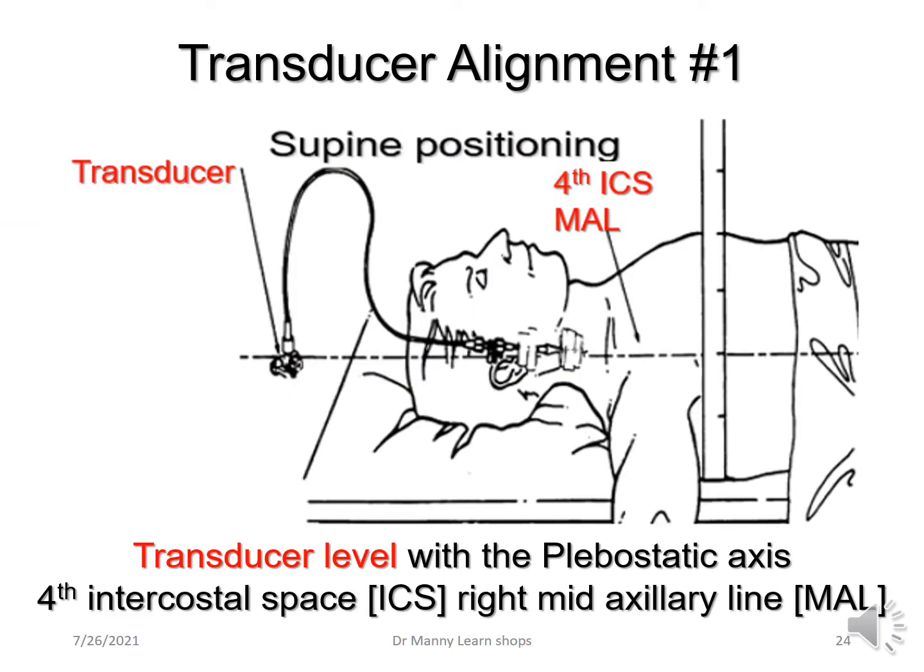So when we look at transducer alignment, there are numerous positions that can be employed depending on the patient's condition. However, the most common would be supine positioning, so it's levelled to the fourth intercostal space in the mid-axillary line. The transducer is level with the phlebostatic axis, which we said is the fourth intercostal space, mid-axillary line.